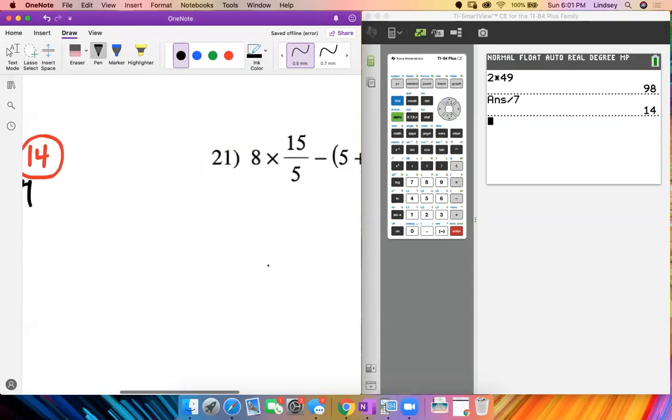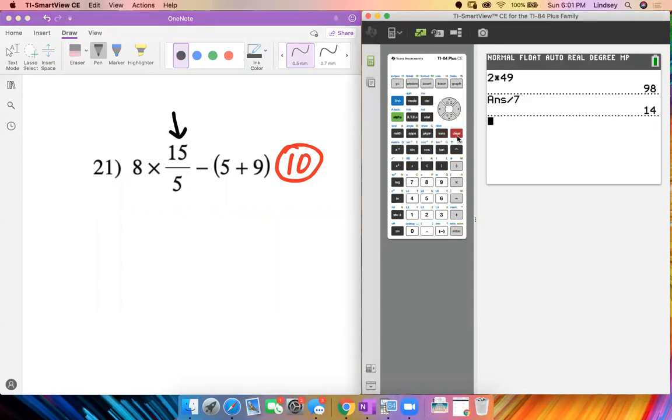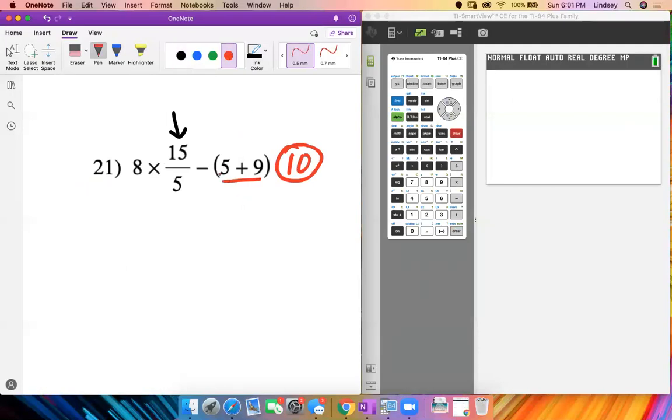All right, next one. Some of y'all may have been confused on this because it has a fraction, but we're not going to get flustered by a fraction. So let's take it one step at a time. Inside my parentheses, I have 5 plus 9. That's what I'm going to do first. So I bring everything else down. 5 plus 9 is, wow, why can't I think? 14. Okay. So now I have 8 times 15 over 5 minus 14.